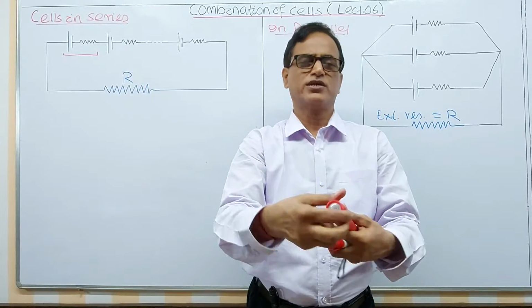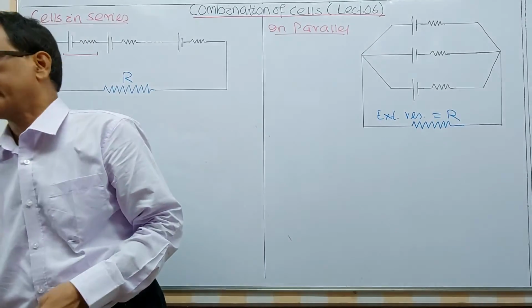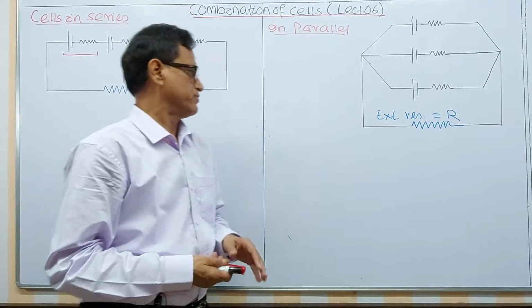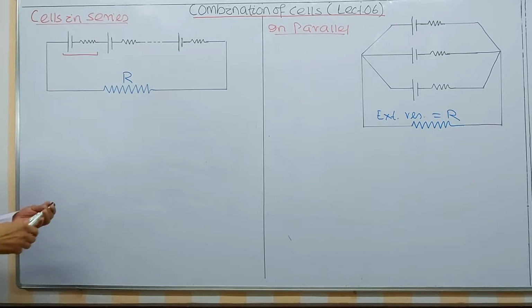You can close it so that you can have the glow in the torch. If you reverse it, you can never get it. The EMF will be reduced. Here you see. Now first we will consider cells in series.